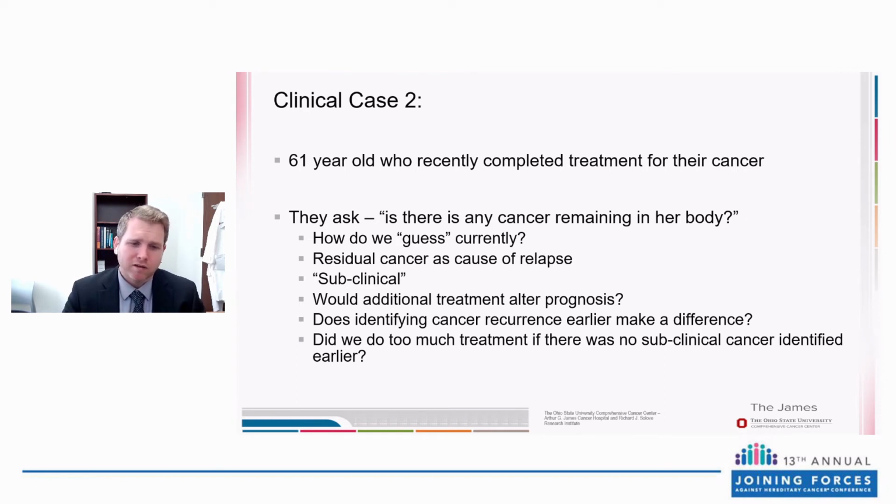And on the other side of things is, did we do too much treatment, right? So if I have a patient that completed one part of their cancer treatment and they have no subclinical cancer detected through a liquid biopsy, does that mean I need to complete their treatment? Do I need more treatment? So the idea can kind of go in both directions.